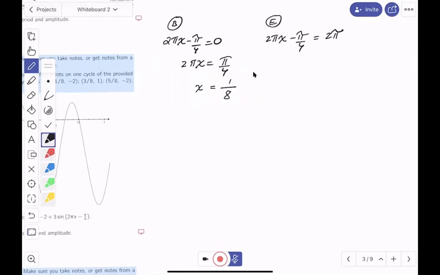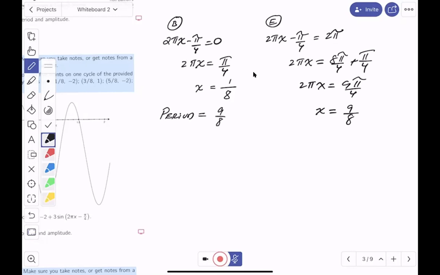And what's this going to be? More complicated, isn't it? 2 pi x equals, this would be 8 pi over 4 plus pi over 4. 8 pi over 4 is just 2 pi. So you get 2 pi x equals 9 pi over 4. Divide through by 2 pi. You get 9/8. All right. So we get a beginning and end. Let's talk about the period. Upper, 9/8, minus lower, 1/8 is the distance. And that'll be 8/8, which is just 1. So the period's 1. We'll check with the key later.